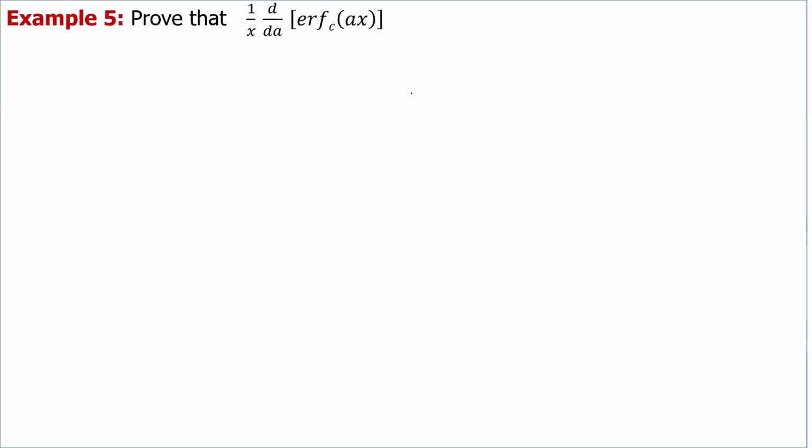In this lecture, we prove that 1 upon x times the derivative of the complementary error function of ax with respect to a is equal to minus 1 upon a times the derivative of the error function of ax with respect to x. So we first differentiate the complementary error function with respect to a, and the error function with respect to x.